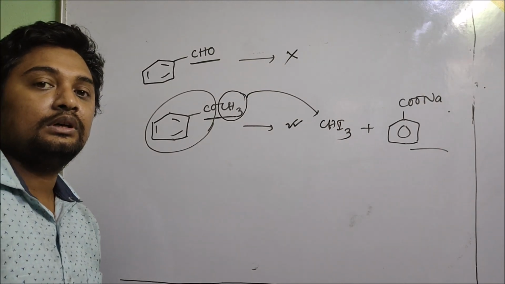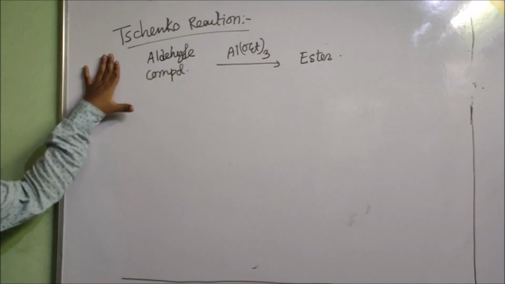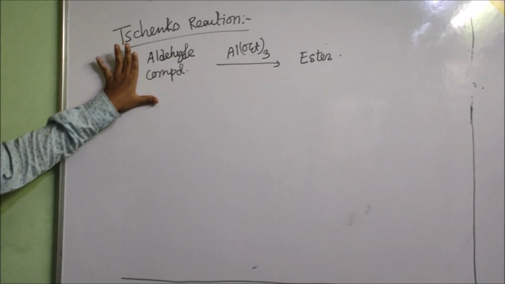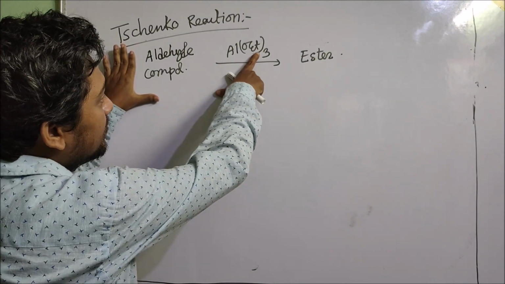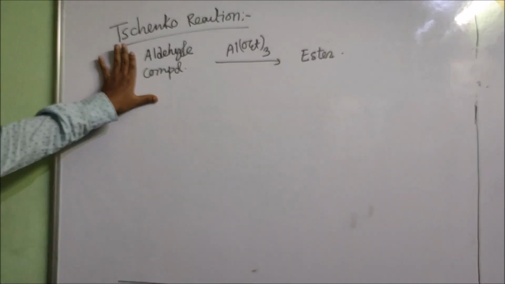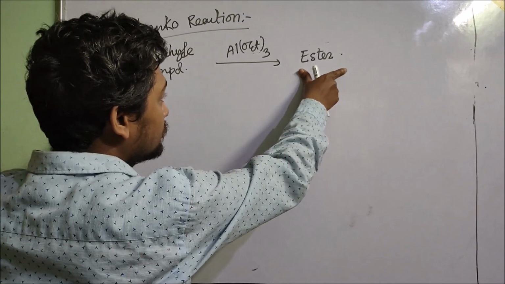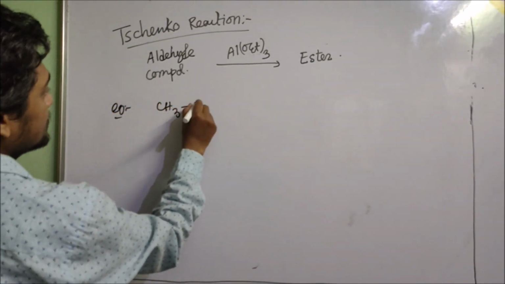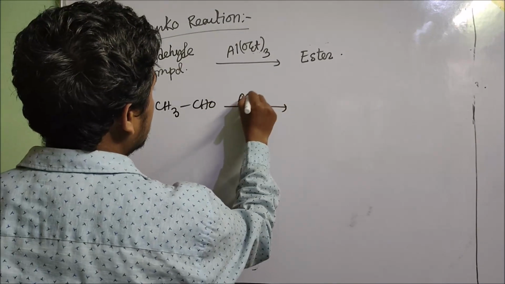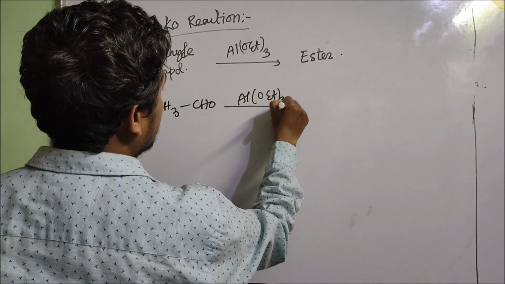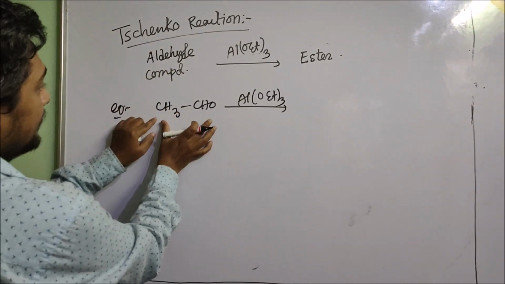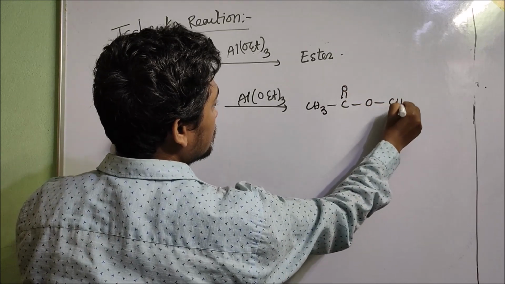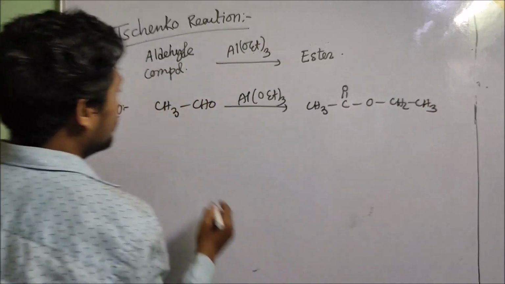Now I will talk about Tischenko reactions. In this reaction, when an aldehyde compound reacts with aluminum triethoxide, this aldehyde compound converts into an ester. For example, CH3CHO, when it reacts with Al(OEt)3, aluminum triethoxide, this aldehyde compound will convert into CH3COOCH2CH3.